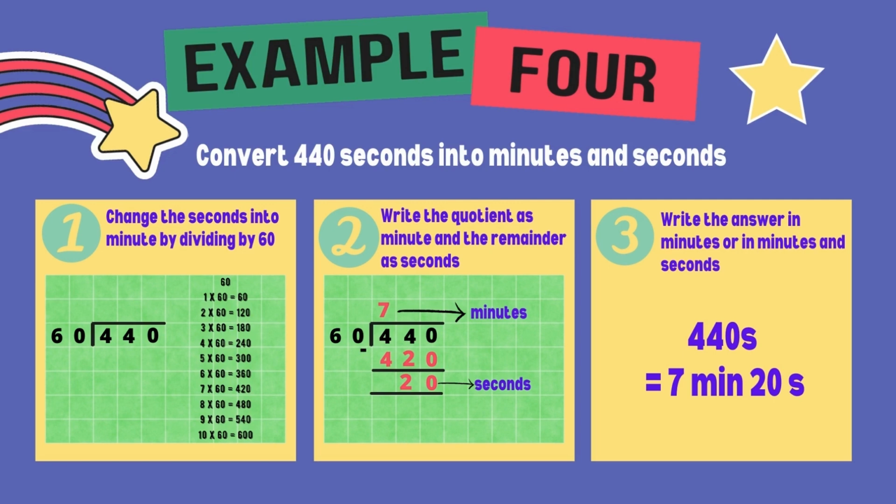Okay, so just keep up with these 3 steps. First, dividing by 60, then carrying out your division, and then identifying that your quotient will be your minutes and your remainder will be your seconds. And then you just simply write your answer in step number 3.